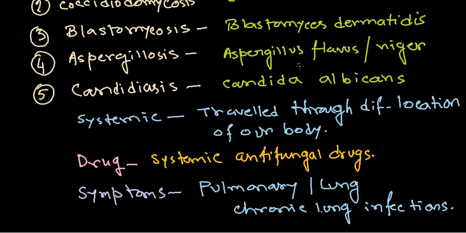So we need to take care of them, and we know that they can infect different regions. For example, blastomycosis can infect almost every single tissue of your body. Aspergillus majorly infects pulmonary or lung tissue. Candidiasis occurs mostly in the vagina, where there is moisture in all conditions. So these are the different varieties of these infections, and we need to be very careful about treating them because they are chronic in nature.